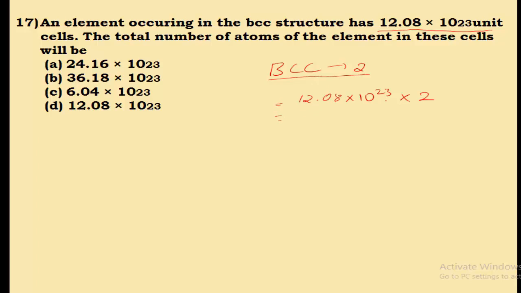If you multiply 2 into 12.08, that gives 24.16 × 10^23. So this is the total number of atoms present in these unit cells. So option A is the right one, 24.16 × 10^23.